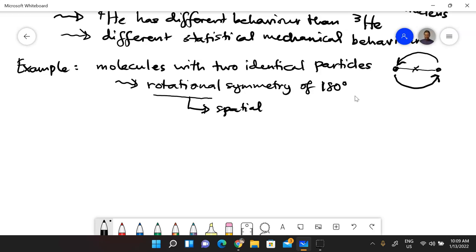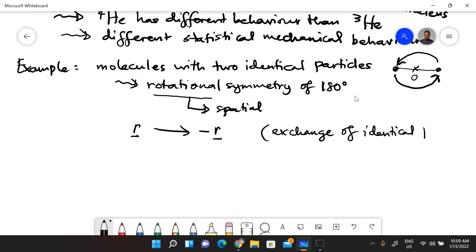Okay. So let's see what it means by having this rotational symmetry. So what I need to do is, let's say this is the origin here, and then you do this rotational symmetry. That means you take from R, the position of one of the atoms, the identical atom, to minus R. Okay, so this is the exchange of identical particles. So really what one needs to see is, in the context of angular momenta, this corresponds to changing, let me write this in terms of x, y, z first. So this goes to minus x, minus y, minus z.